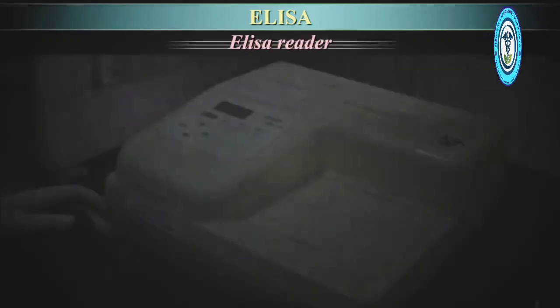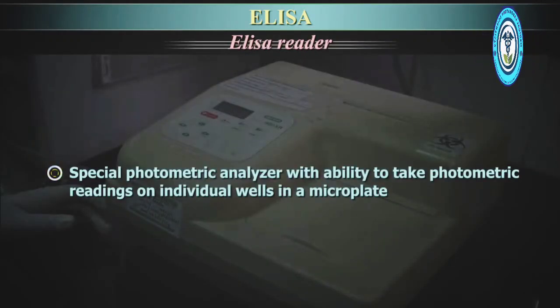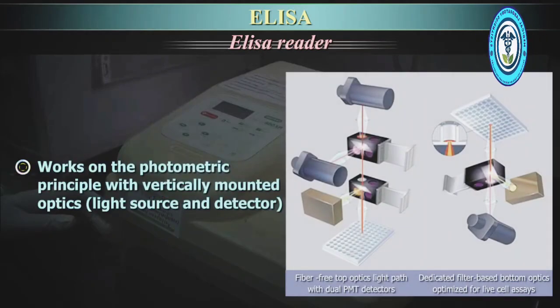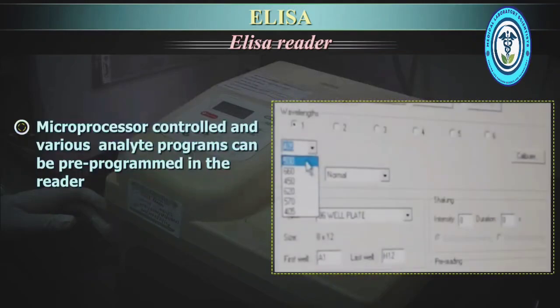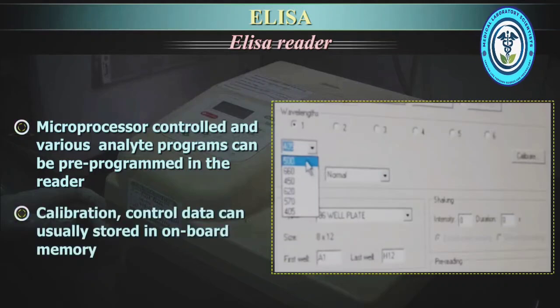ELISA reader. ELISA readers are special photometric analyzers with ability to take photometric readings on individual wells in a microplate. It works on the photometric principle with vertically mounted optics, light source and detector. Similar to a photometer, ELISA readers are microprocessor controlled and various analyte programs can be pre-programmed in the reader. Calibration control data can usually be stored in onboard memory.